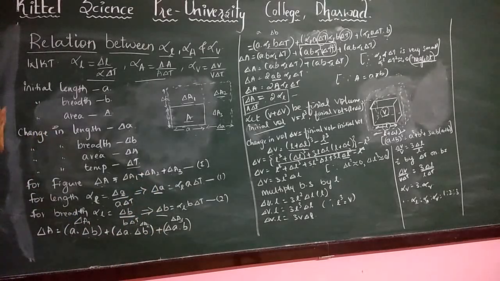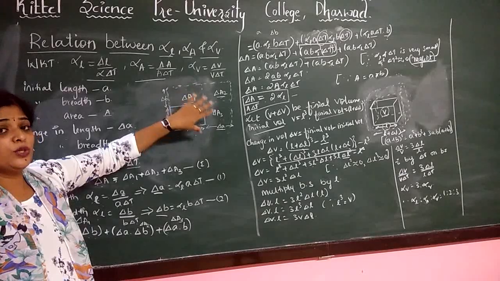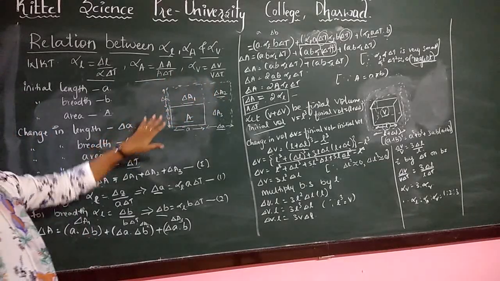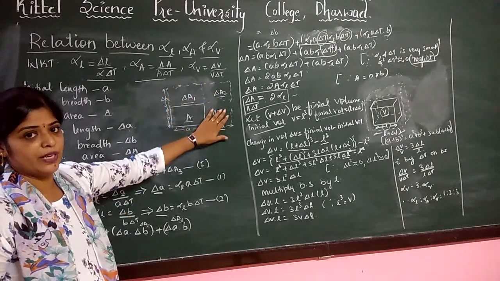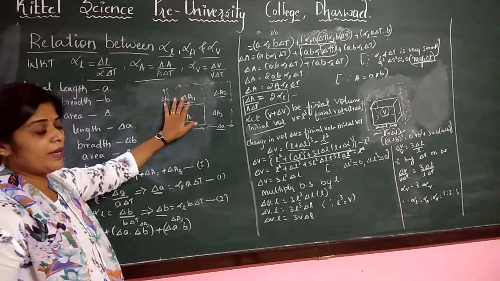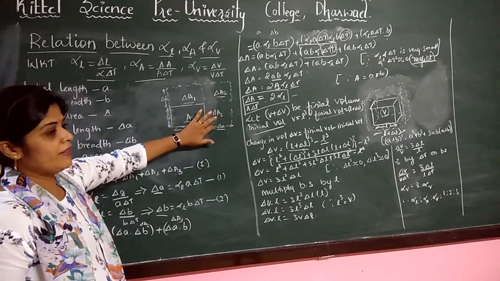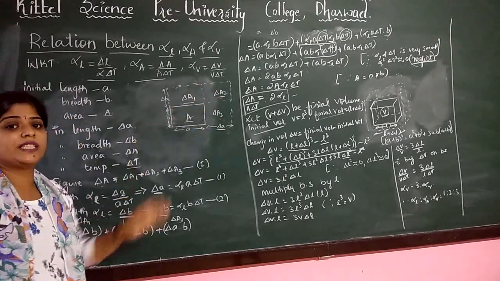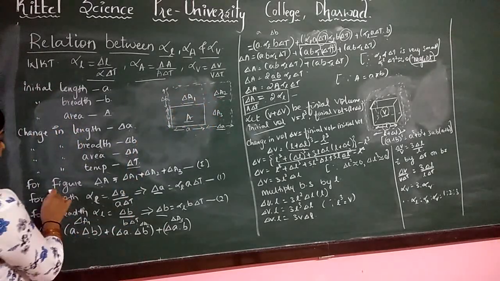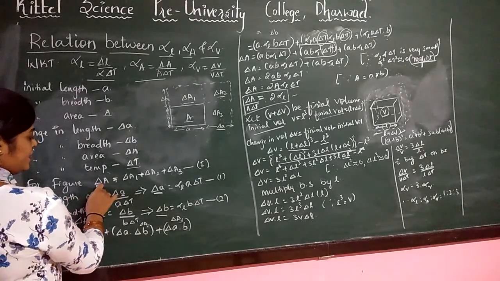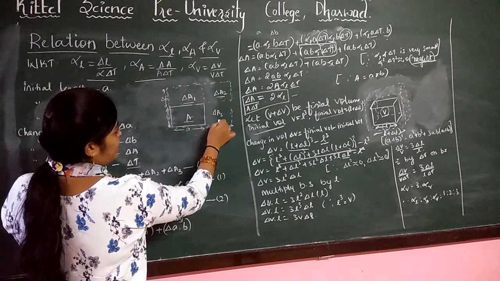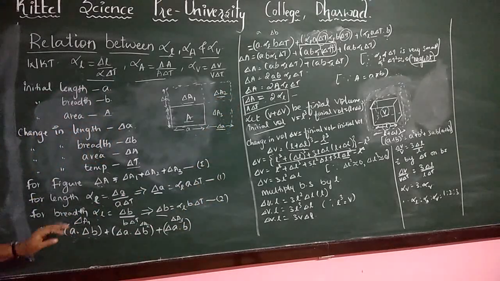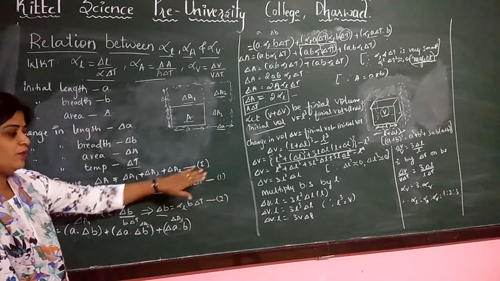I hope these relations are clear. From this figure, as I have told you, to know the total change in area, we have to sum up all these which we have taken part by part. The total change in area is denoted as delta A, that is delta A1 plus delta A2 plus delta A3. Call that equation 1.